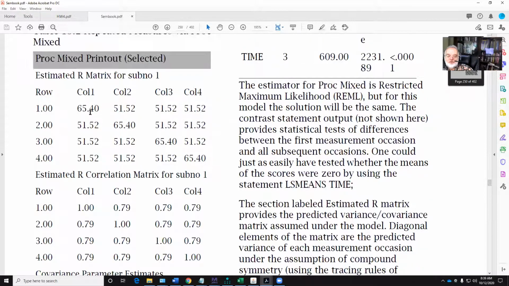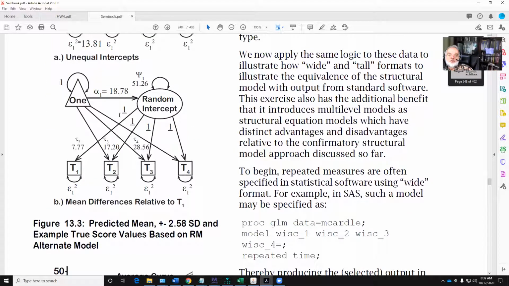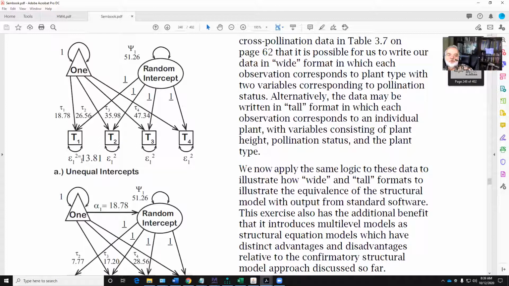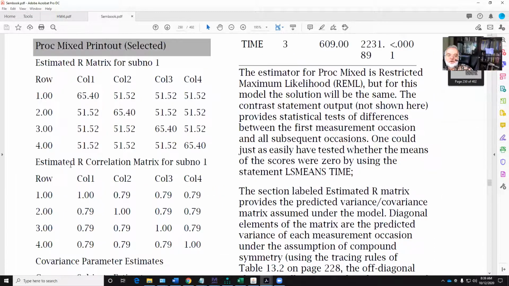These numbers are nothing more than what we saw above. When we're taking the variance, 51.26, plus the error variance downstairs, 13.81. So all that good old proc mixed is doing is giving you the same numbers here as you would get for the tracing rules.